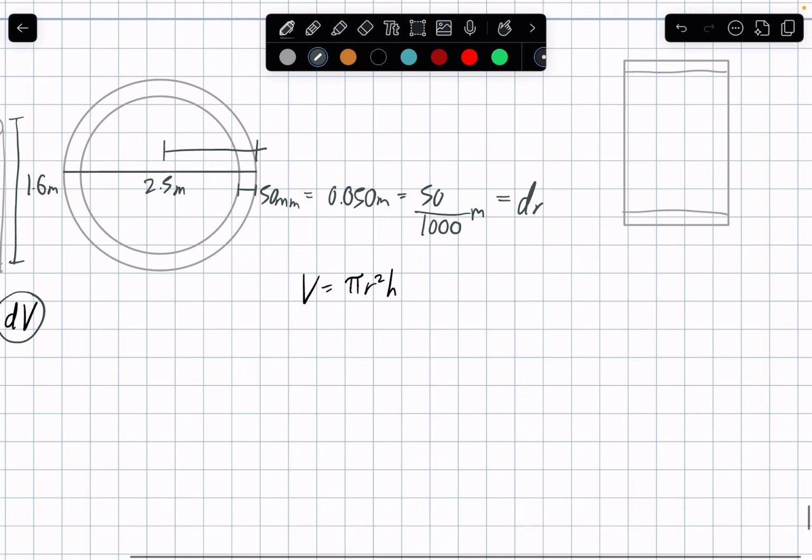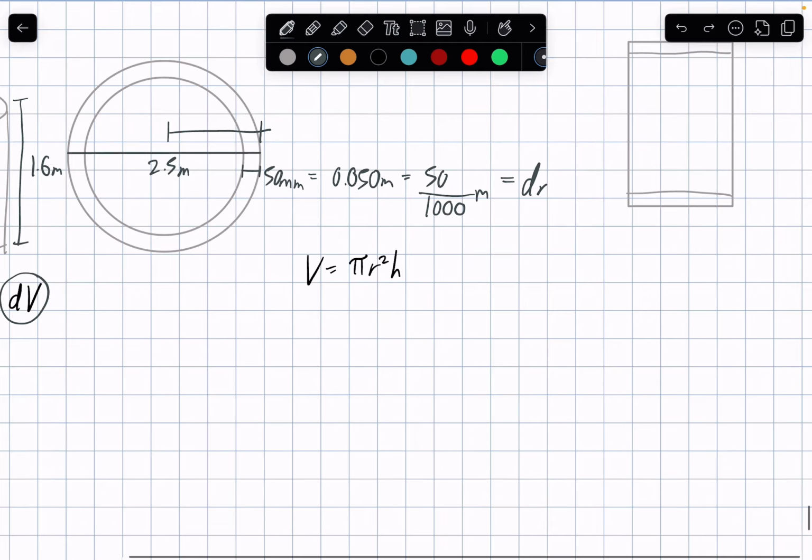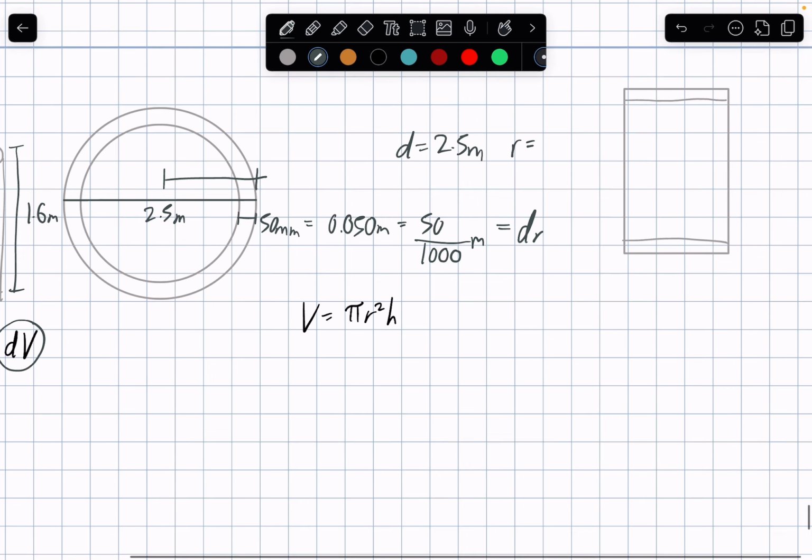So with that in mind, we'll have to express either in terms of r or in terms of h. So it's either volume and radius or volume and height. So how do we do that? So we have 2.5 as our diameter, right? So the radius is going to be 2.5 over 2, or basically 25 over 20. Simplify that further, you have 5 over 4.